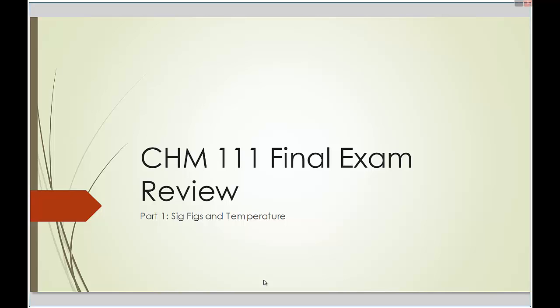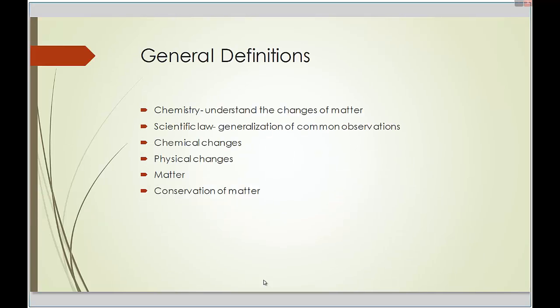In this tutorial, we will be doing a review for the final exam for Chem 111. On this particular part of the review, we're going to be focusing on significant figures and temperatures, along with some other general definitions. For instance, chemistry could be defined as the way we understand the changes of matter. So, for instance, the atoms, the changes that they undergo, the bonds that they break, and the bonds that they form to create something new. That is what chemistry is all about, just trying to follow that process.